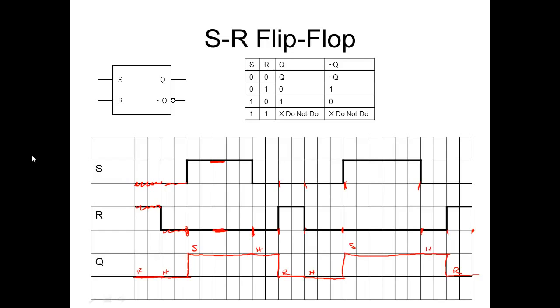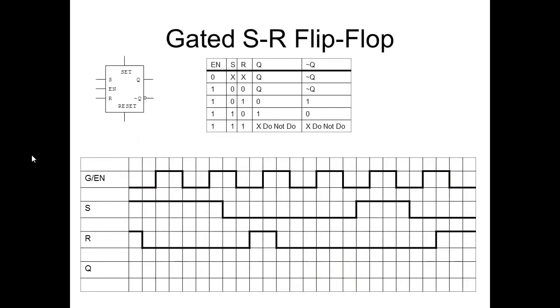Now what they found out was regular SR flip-flops are always changing. Anytime you change the input, the output is going to change. Well, that was a disadvantage because of the invalid conditions. So what they did was they invented a gated SR flip-flop. And you sometimes will see these labeled G, sometimes you'll see EN, which is enable. You'll see it listed different ways.